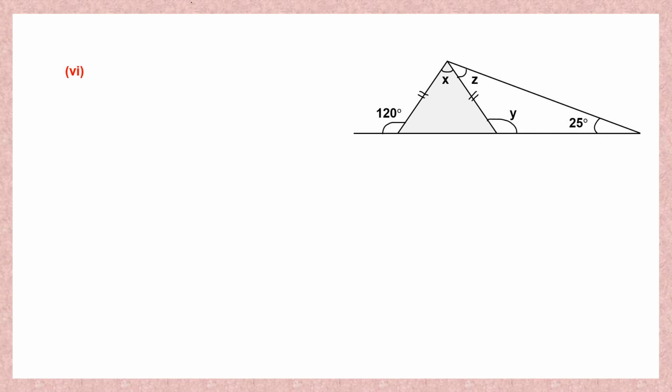Here again we can see two triangles and all the unknown angles are x, y and z. So let's mark that here. We need to find x, y and z, and we have an isosceles triangle here. This triangle has two equal sides. So this is an isosceles triangle and we're going to make use of the property of isosceles triangle.